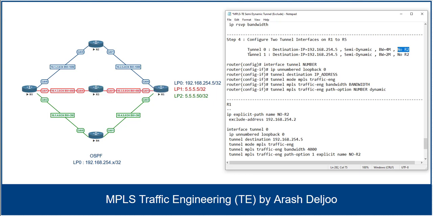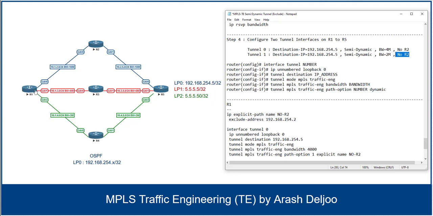The next tunnel, tunnel 1, destination IP is 192.168.2.545 again. The type is semi-dynamic. The bandwidth requirement is 2 megabit per second, and we shouldn't pass router 2. Actually, about the bandwidth requirement, all paths can provide us 2 megabit per second. And when you configure no R2, it means please don't pass from router 2. It means that you can pass from the red path and also the green path.